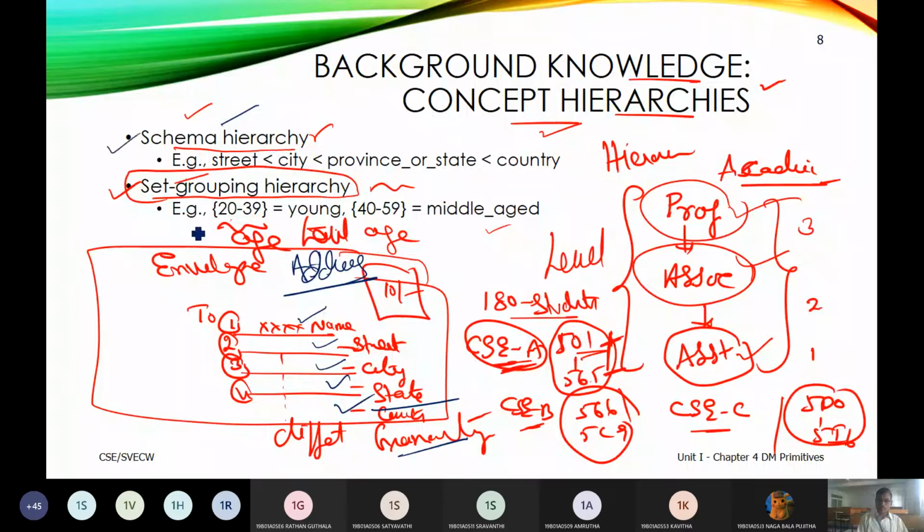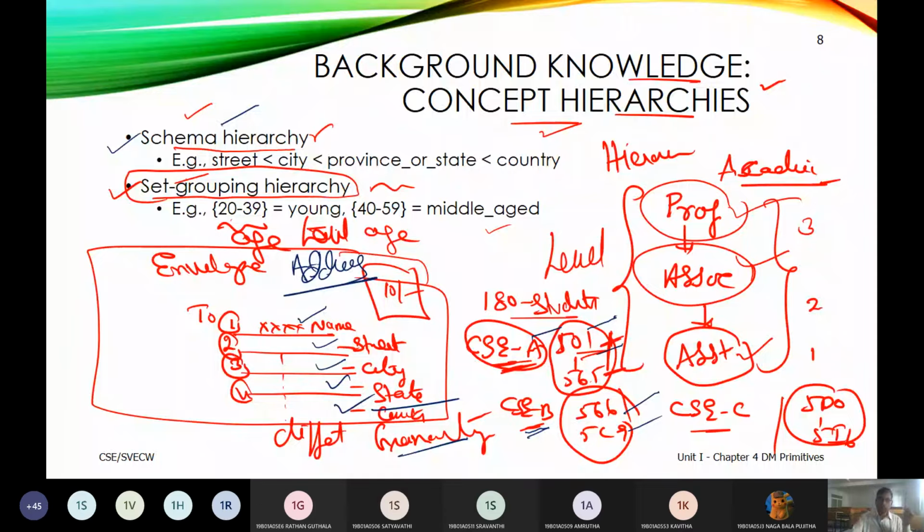We call it a schema hierarchy, and thereby we also call it a set hierarchy. So CSEA will be between 501 to 565, CSCB between 599 to 569. In this way, we divide the things into different groups.